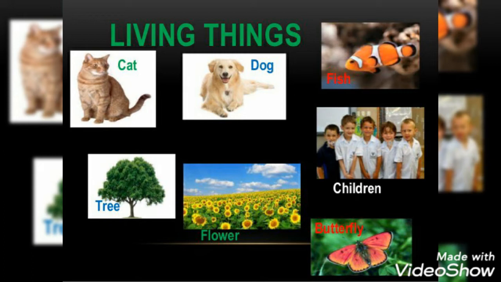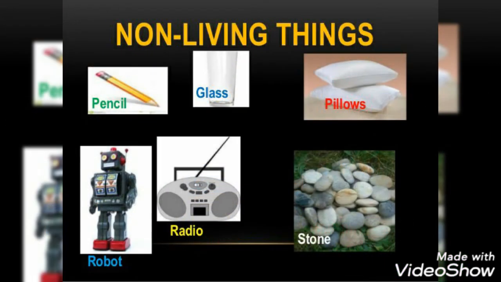On the other hand, non-living things will be like your table, chair, glass, pencil, radio, stone. They will be your non-living things which do not have the capability of growth, the capability of division, the capability of reproduction. They are called your non-living things.